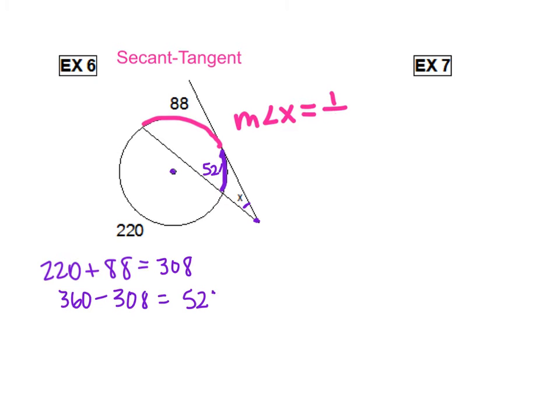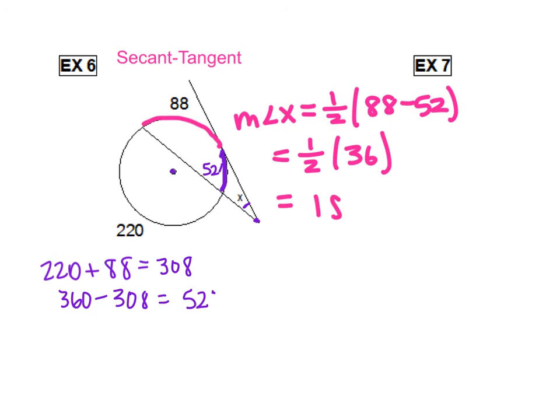is equal to 1/2 times. Now we're going to subtract the arcs, the bigger minus the smaller, so 88 minus 52. And again, the reason why we're subtracting is because the vertex is on the outside of the circle. So 88 minus 52 is 36. And then half of 36 is 18 degrees.